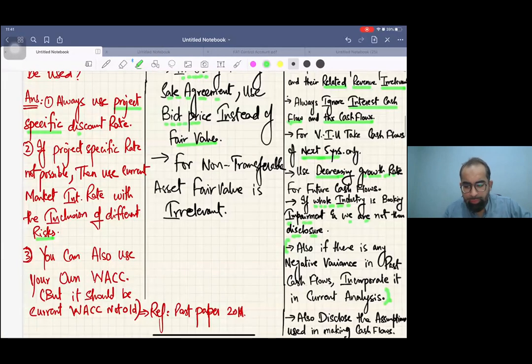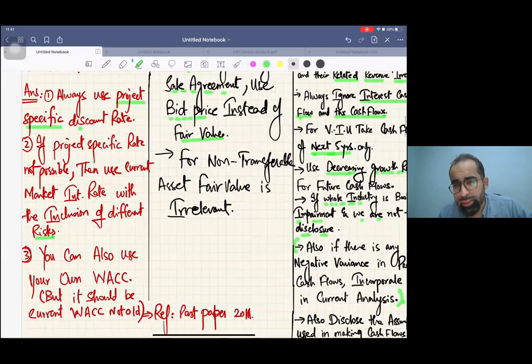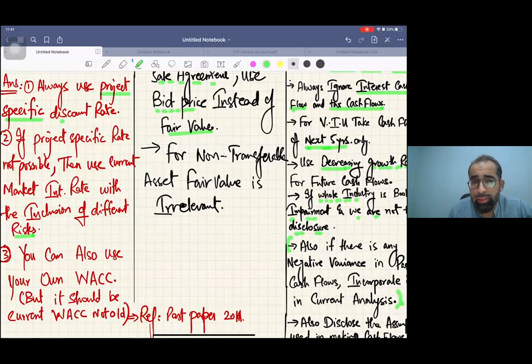And the last, if the first two points are not possible, then one more thing is also allowed. You must know these names. You can use your own WACC, weighted average cost of capital. You can use your weighted average cost of capital. Okay, but the very interesting point: you have to use your current WACC, not the old WACC.